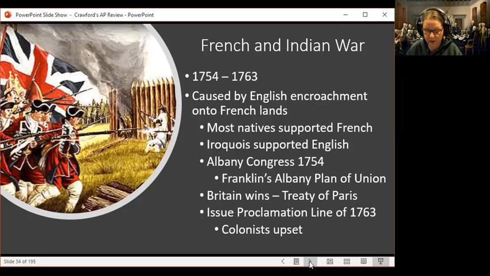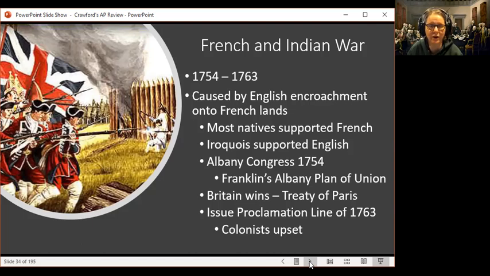Louisiana Territory is given to Spain, and the British more than double their land holdings, taking all land east of the Mississippi River. A conflict does emerge between the American colonists and the natives as colonists seek to expand. A great exemplar of this would be Pontiac's Rebellion. Chief Pontiac rebelled against the British colonists, so the British responded by issuing the Proclamation Line of 1763.